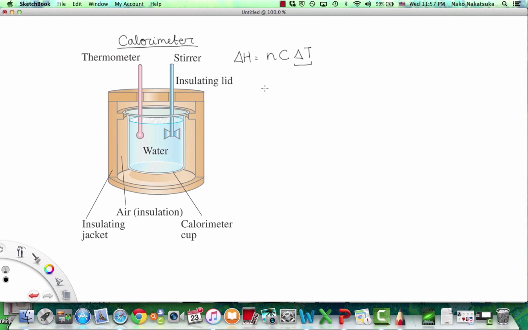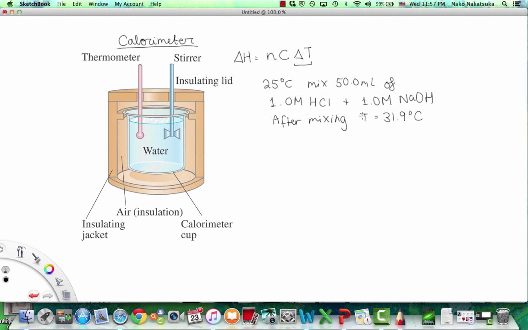In a constant pressure calorimeter, something like this, at 25 degrees Celsius, you mix 50 milliliters of 1 molar HCl and 1 molar NaOH. So it's 50 milliliters of each one. And after mixing, the temperature reaches 31.9 degrees Celsius. So this is like the example I was talking about before. We're mixing A and B together. We're measuring the initial temperature and the final temperature, and using the specific heat, we can figure out how much heat was being released.